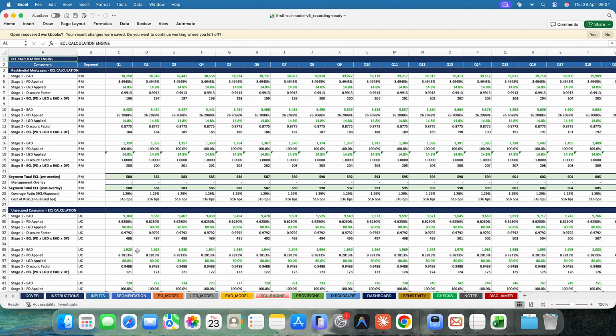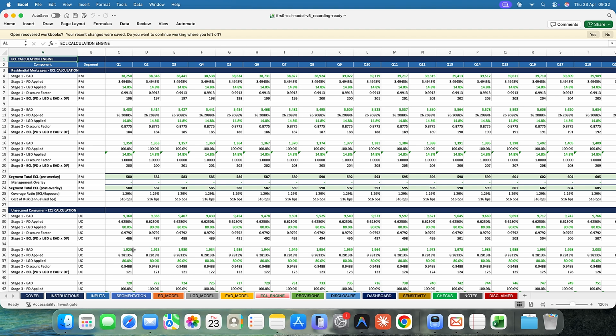This is where it all comes together. The ECL calculation engine. For each segment, each stage, each horizon, ECL equals EAD times PD times LGD, discounted at the effective interest rate. Stage 1 at 12 months. Stage 2 across the lifetime PD curve. Stage 3 at full LGD lifetime. Probability weighted across 3 macro scenarios, because that's what the standard requires, not a single point estimate.